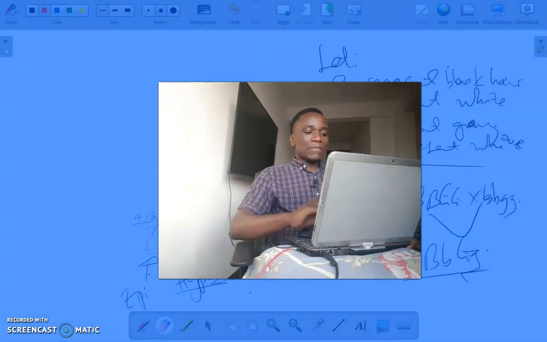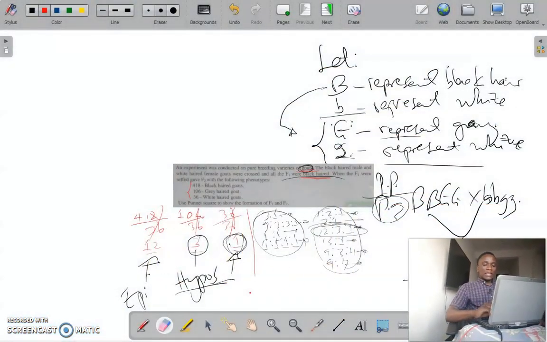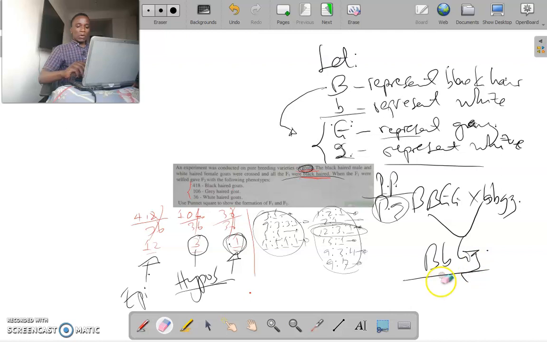In my last presentation I already talked about this cross here. I had the symbols as usual, and then I presented the first cross, which was a cross between a black haired male and a white haired male, and they were from a pure line. So I had this one versus this one. Now what is important is the question wanted us to use a Punnett square. If it wanted us to use a Punnett square, we cannot do that simple cross.